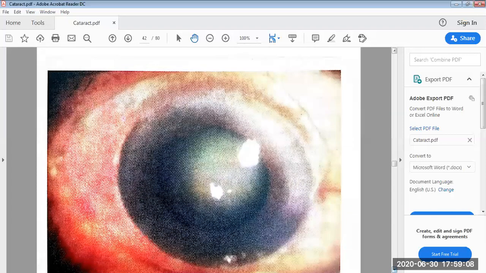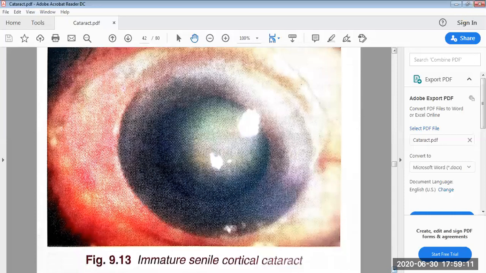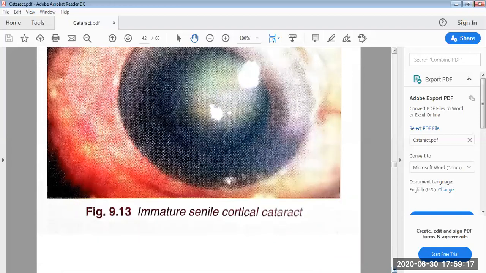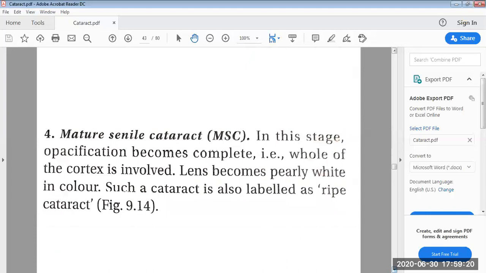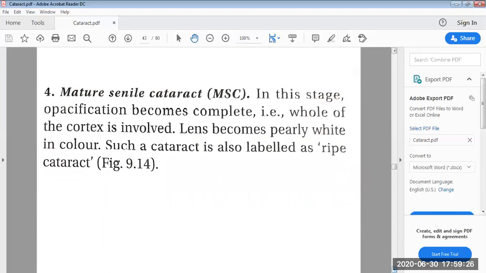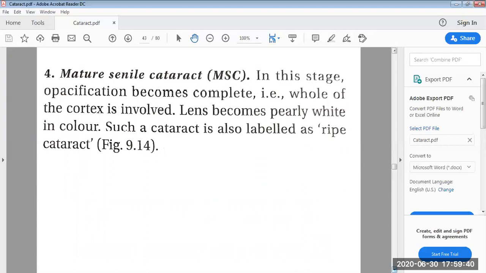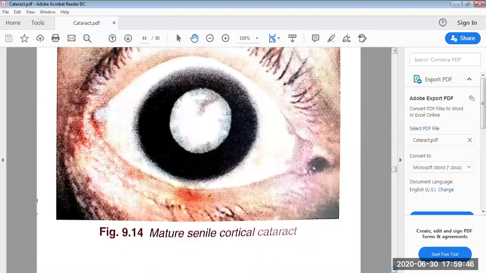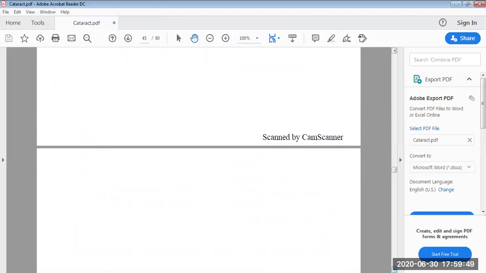Here is an image of the immature senile cortical cataract. The fourth stage is the mature senile cataract or MSC. In this stage, the opacification becomes complete. That is, whole of the cortex is involved. Lens becomes pearly white in color. Such a cataract is also labeled as ripe cataract. Here is an image of the mature senile cortical cataract.